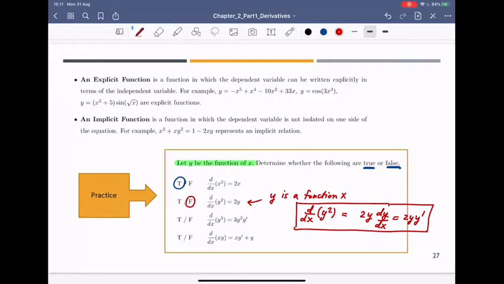So number 3, differentiate y cubed. So here you get 3y squared, which is good, and then attach y prime. Perfect, right? Because by the chain rule, you need to attach y prime as well.